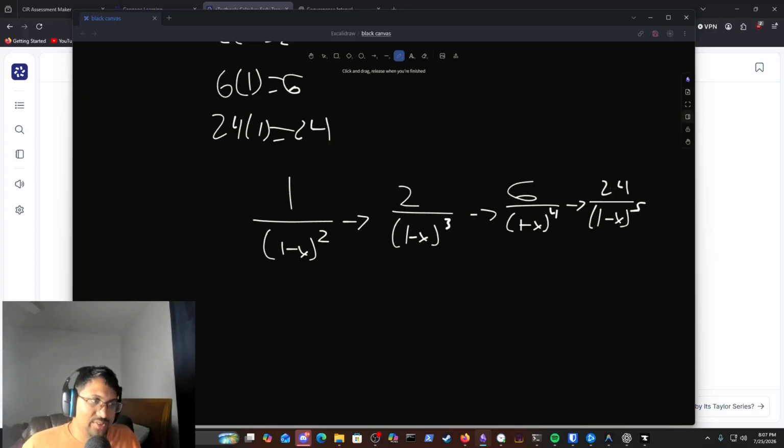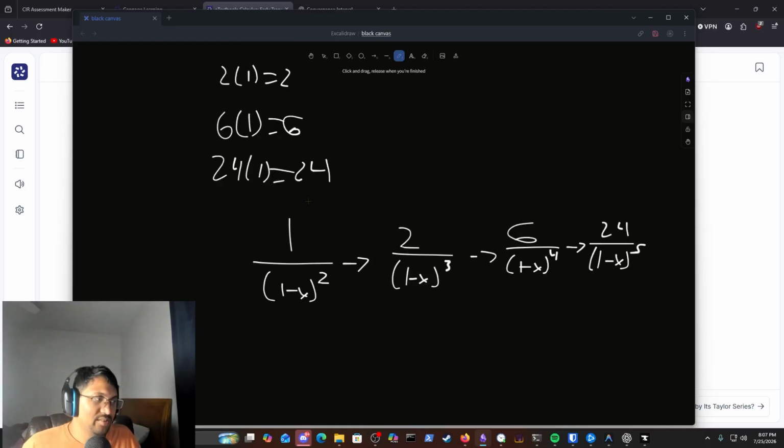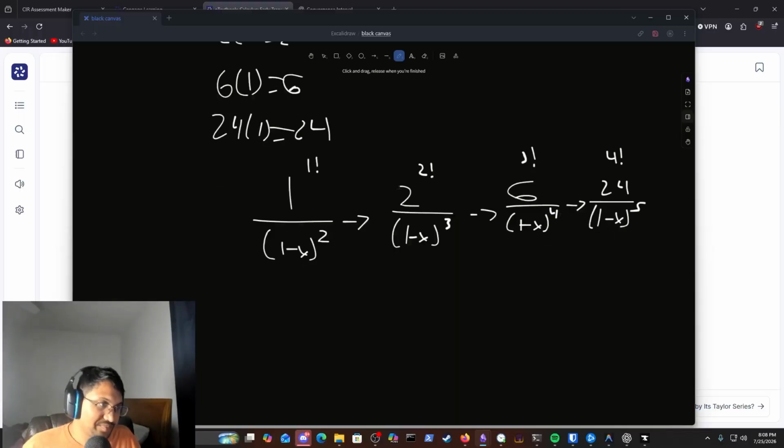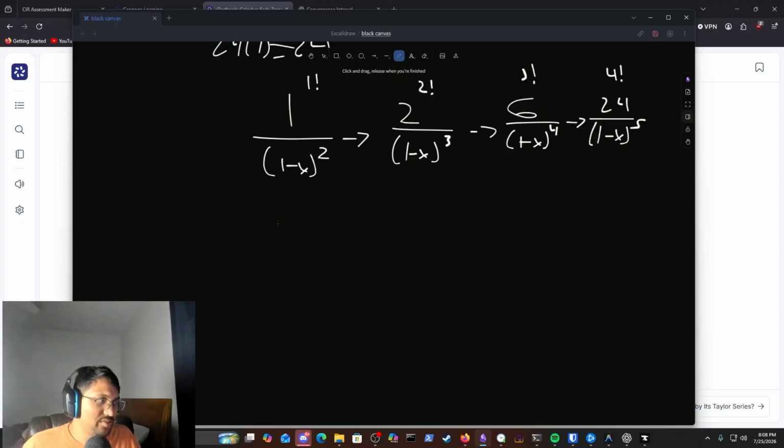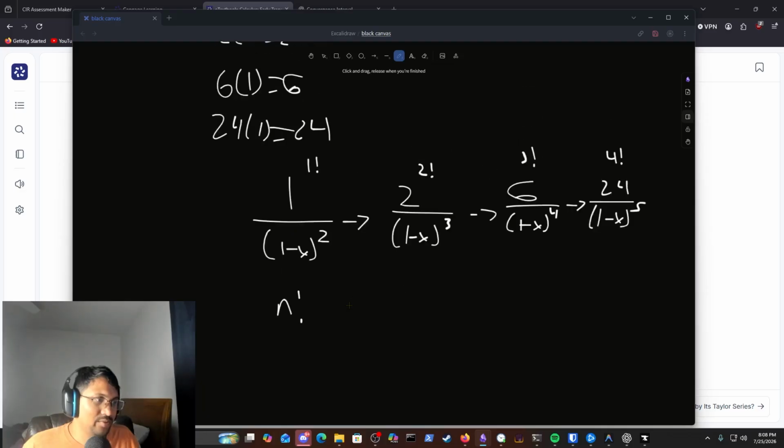Well, what do we know about this? These should look pretty familiar at this point, right? We should see that this is just representing different factorials. This is just representing 1 factorial or 0 factorial. This is 2 factorial. This is 3 factorial. This is 4 factorial, right? You kind of notice that right off the bat. So these here are just n factorial, because this grows with n, essentially.